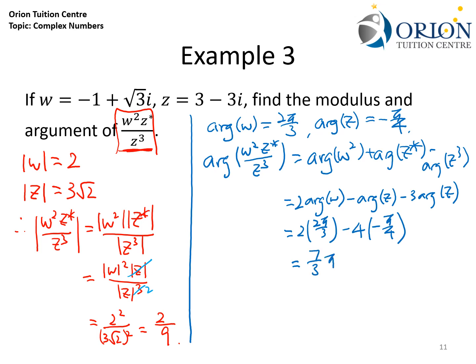But take note again, this angle is out of the principal range of minus pi to pi, and we have to subtract 2 pi from this. And therefore we end up with 1/3 pi.